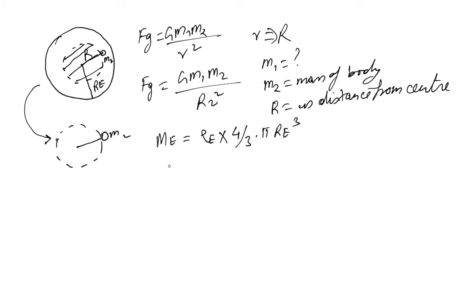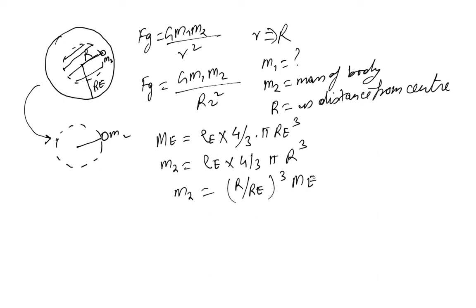Also, we know the mass m2 can be written as rho e multiplied by 4/3 pi r cube. So you can clearly see you can write m2 as r over re cube times me, which is the mass of the earth and the dotted part of the earth. And if you put in these formulas inside, then if you put it here, what do we get?